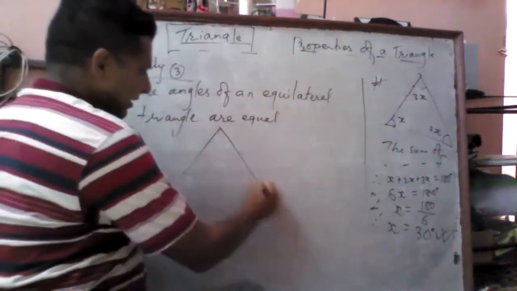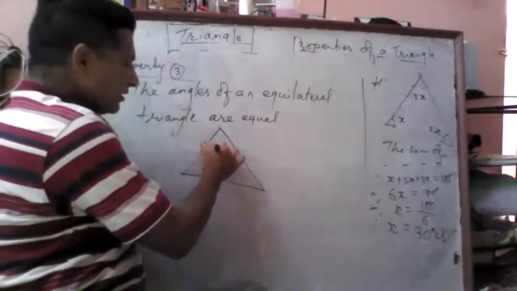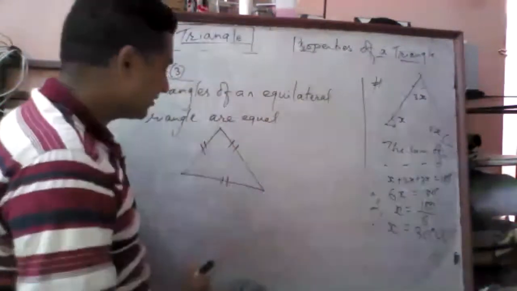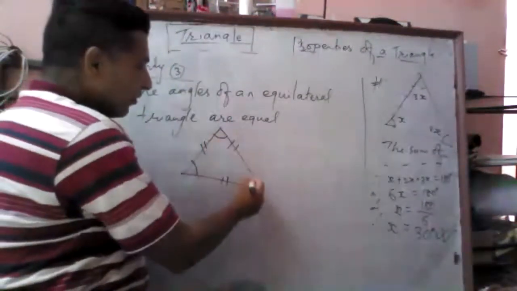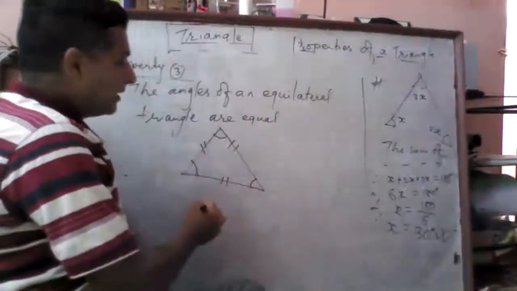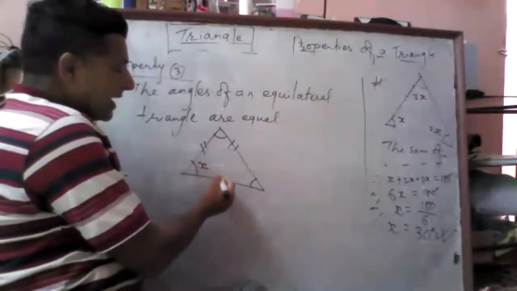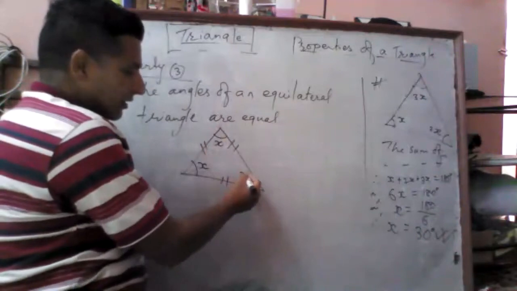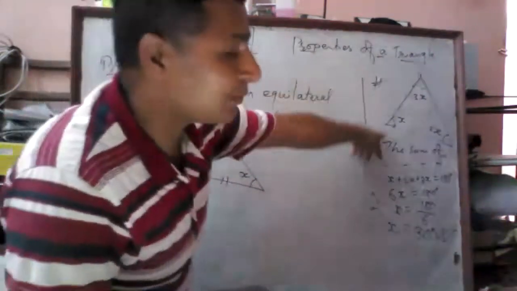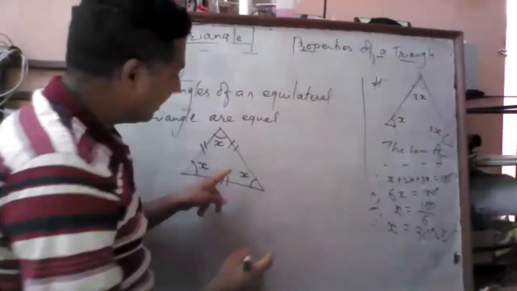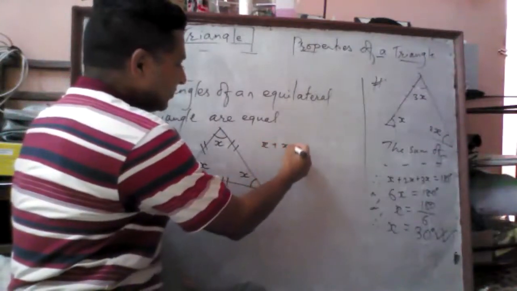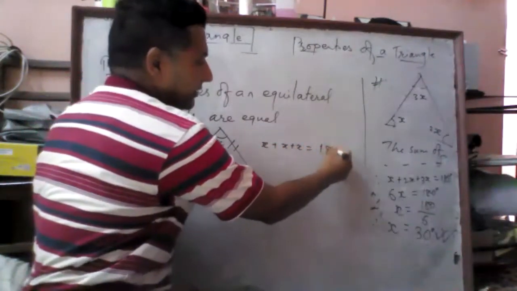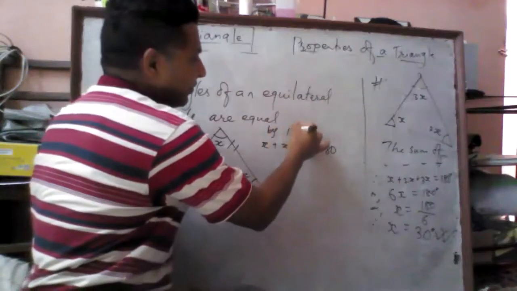Suppose here is an equilateral triangle, it means all sides are equal. Then all these angles are equal. So if this is x, then this also will be x, this also will be x. And by the first property, what should be the sum of three angles? x plus x plus x equal to 180. This is by the first property.